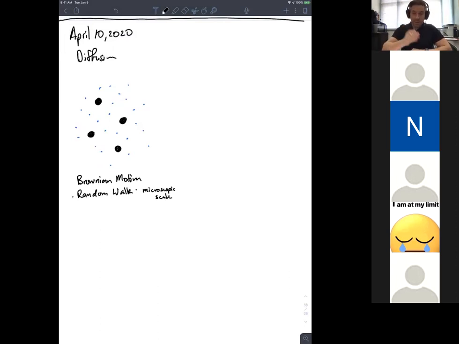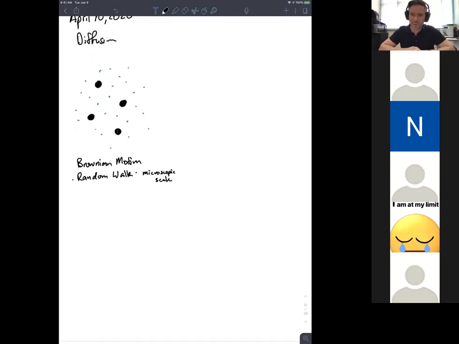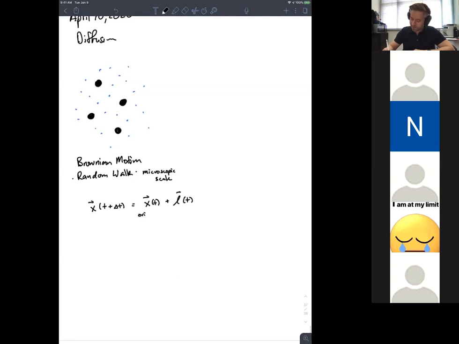Now, what we did last lecture was we said that if we look at any individual particle, we can describe its position at some given time, t plus delta t, as equal to its initial position, x at time t, plus some random step that it takes at that time. So this is its original position, this is the random step that it takes, and this is its final position.